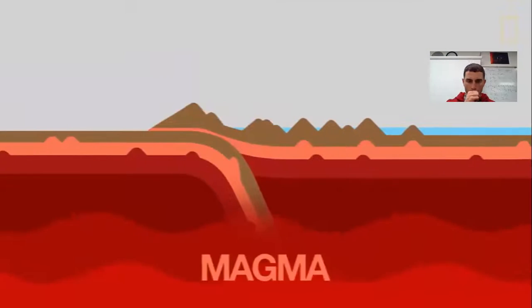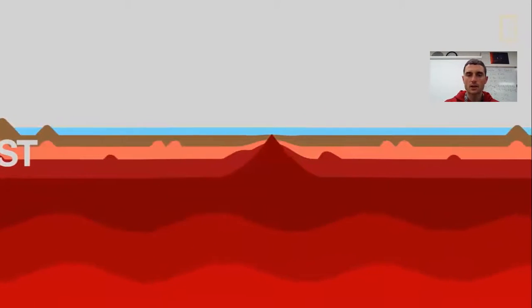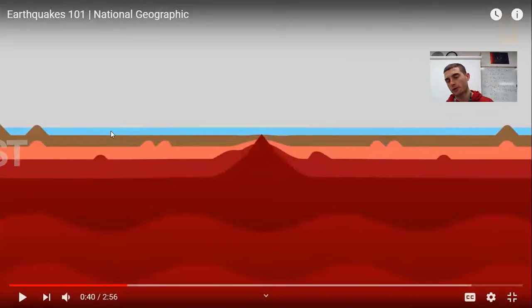These huge slabs of land float on superheated magma and constantly shift, bump, and grind against one another. And shortly after this, you will find the answer to our first question.